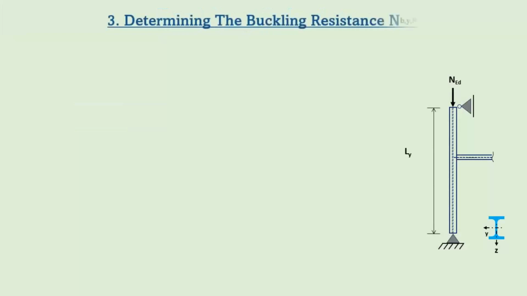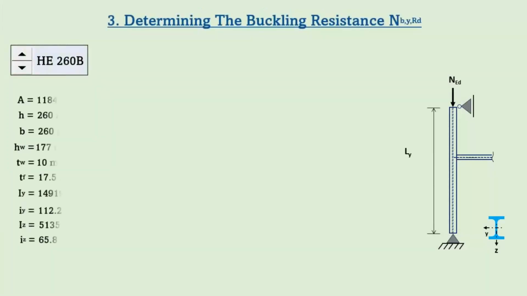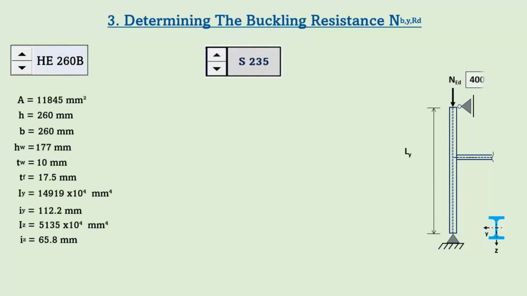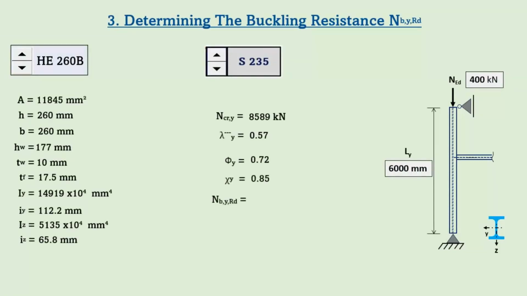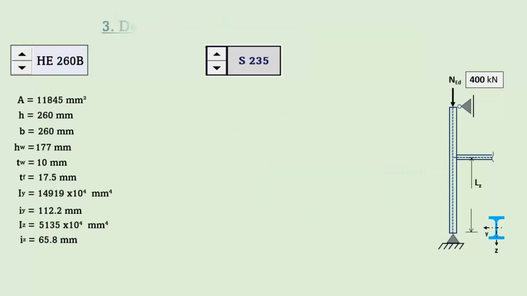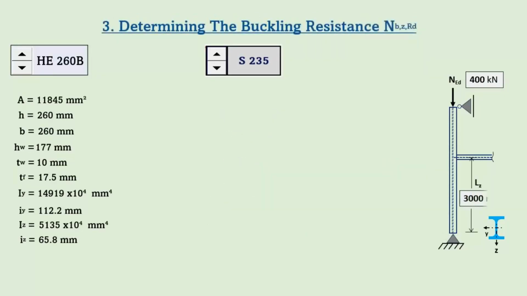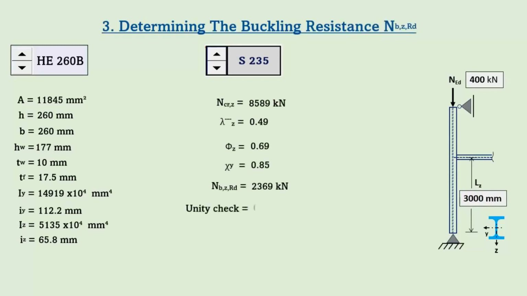From the cross-section properties, yield strength fy, design value of compression force, and the critical length in the Y-axis, we can find the buckling resistance Nb,Rd,y and the unity check in the Y direction. In the same way, we can determine the buckling resistance Nb,Rd,z and the unity check of the cross-section in the Z direction.